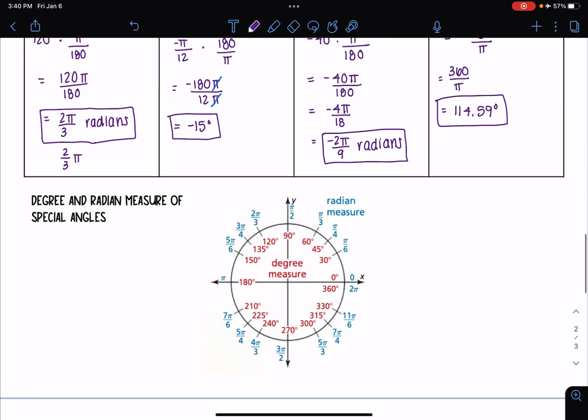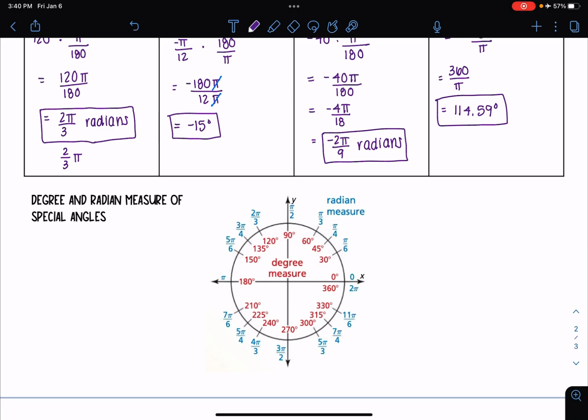Down here, you'll see a summary of the equivalent radian measures with degree measures, some common ones that you see. The degree measures here are in red and the radian measures here are in blue. I see that 30 degrees is the same thing as pi over 6 radians. 150 degrees is the same thing as 5 pi over 6 radians, and so on. This can be handy to have on hand whenever you need to switch between the two, recognizing what those are all equivalent to.